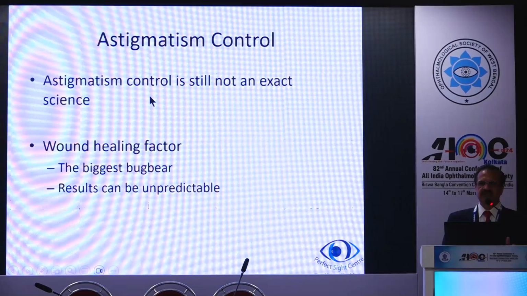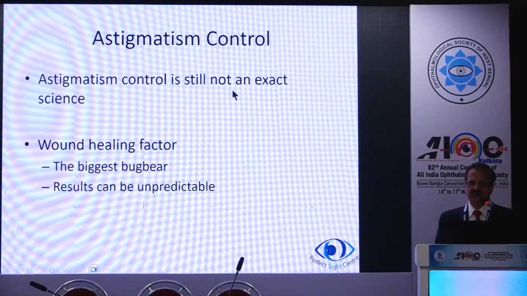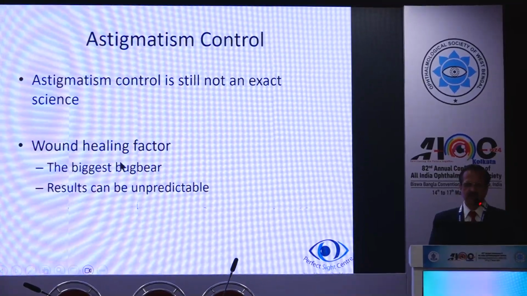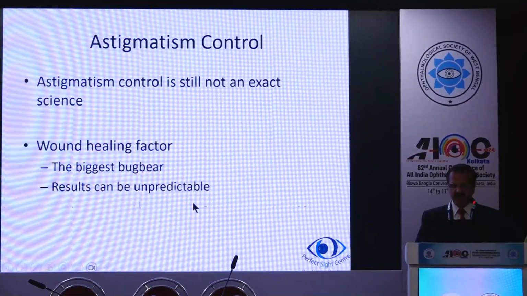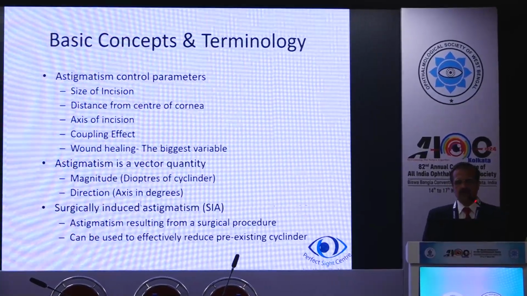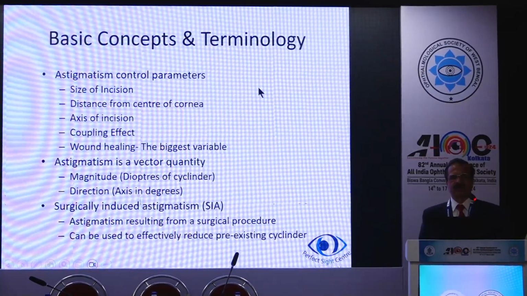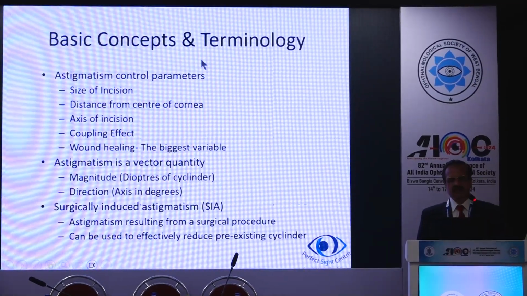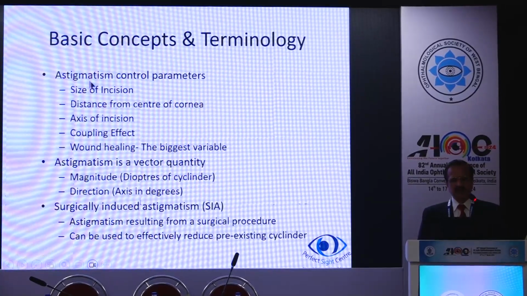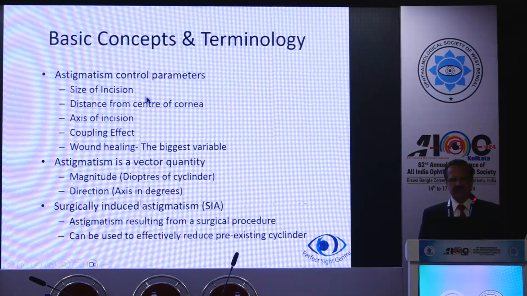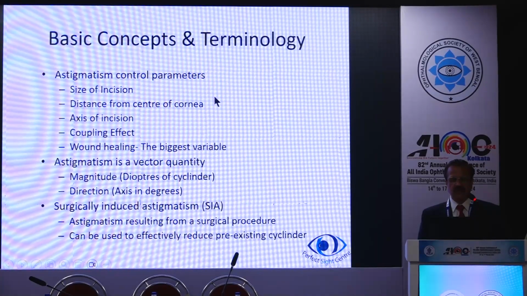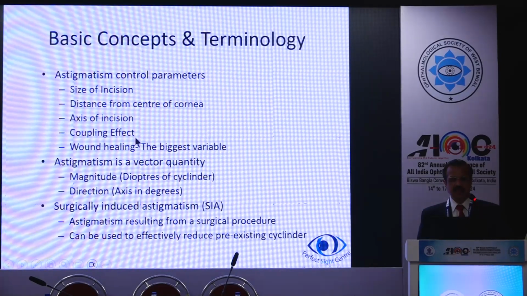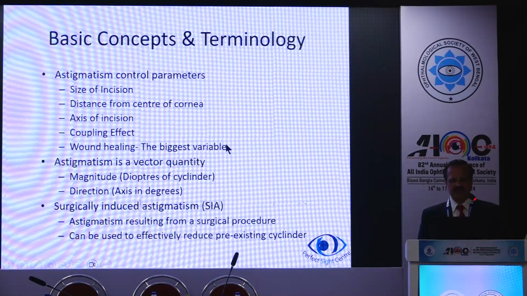So, a disclaimer here that astigmatism control is still not an exact science. We're all learning, and one of the biggest bugbears here is the wound healing factor, which can make the results unpredictable. Before we go on to understanding, let's look, for the benefit of all the speakers in the course, at the basic concepts and terminology. So there are certain astigmatism control parameters, like the size of the incision. We'll look at each of these in a little more detail. Distance from the center of the cornea, axis of incision, the coupling effect, and wound healing, which is the biggest variable.